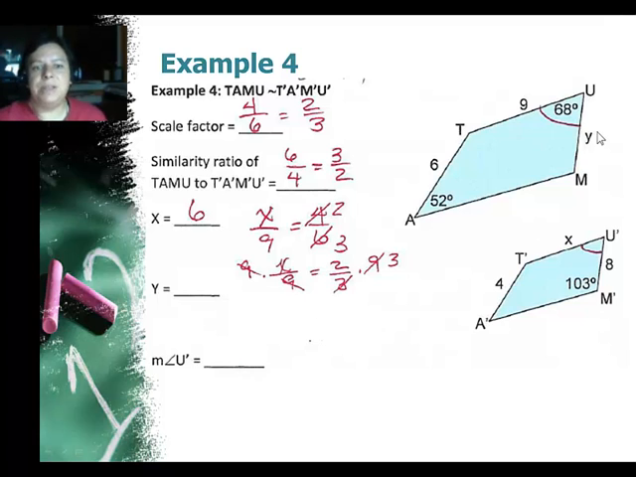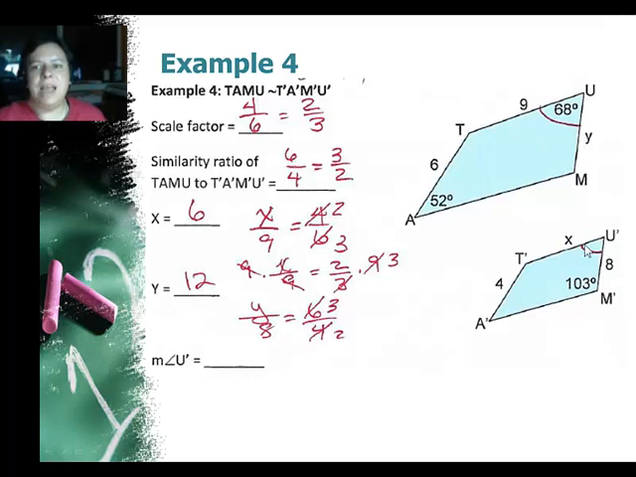Now, last but not least, well, not last, actually, I have side y that I need to find, and its corresponding side in the transformed polygon is 8. So y is to 8 as 6 is to 4. And when I simplify that, I have 3 to 2. And if I multiply both sides by 8, 3 times 8 is 24, divided by 2 is 12.